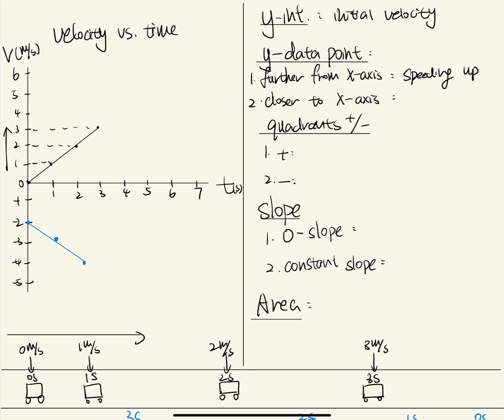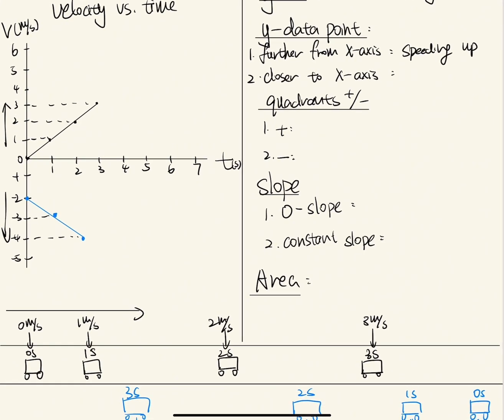It's the same for the blue line here, because when t increases, the y data point gets further from the x-axis. So we know that the blue car is also speeding up.